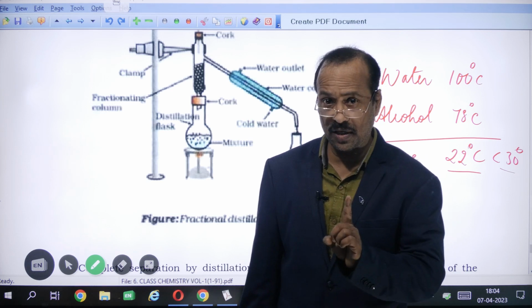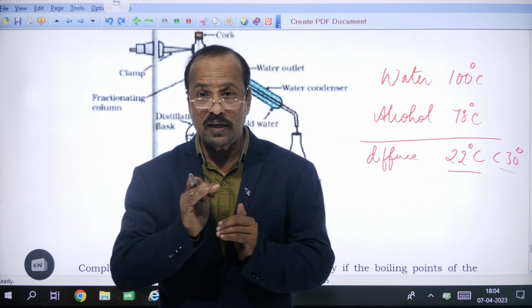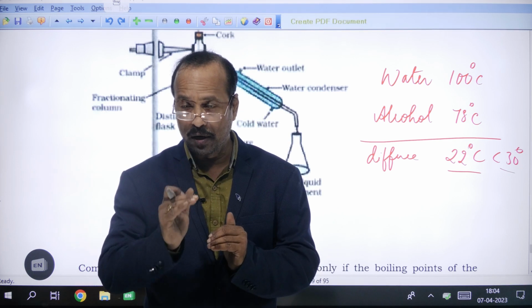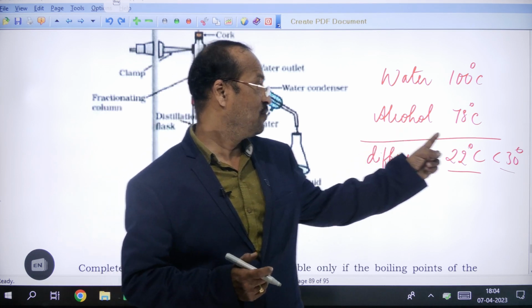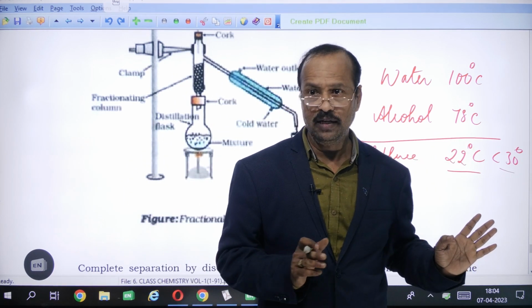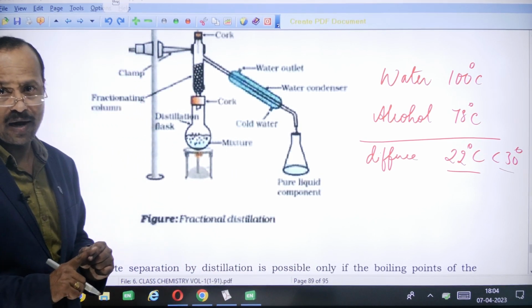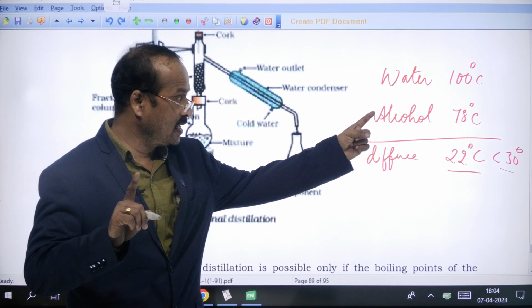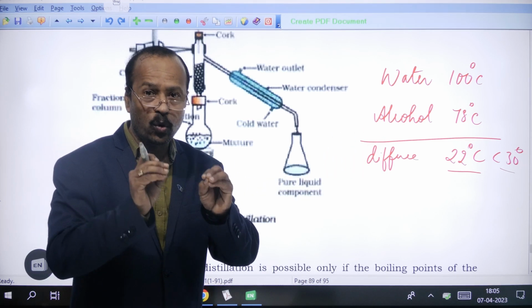Distillation is used to separate two liquids if the temperature difference between their boiling points is greater than 30 degrees, and fractional distillation we use if it is less than 30 degrees, right. So, here we use two liquids, water and alcohol. Water is 100 degrees, alcohol is 78 degrees, the temperature difference is only 22.